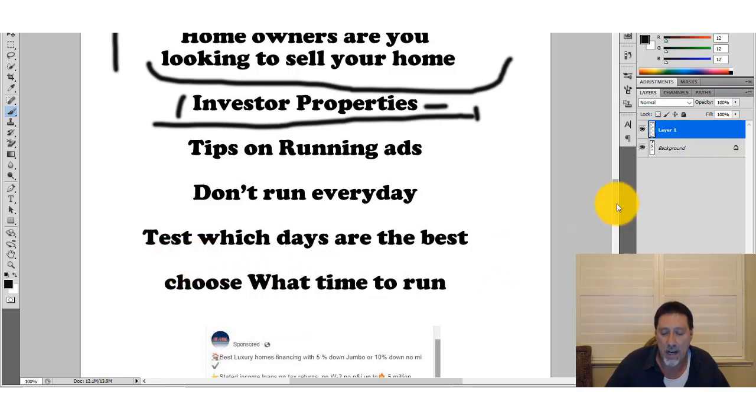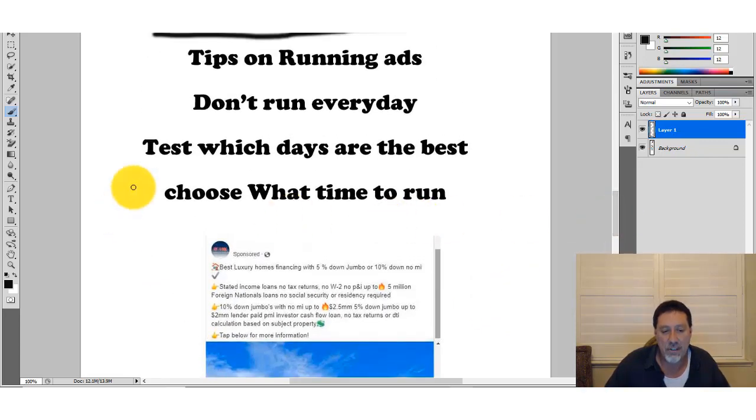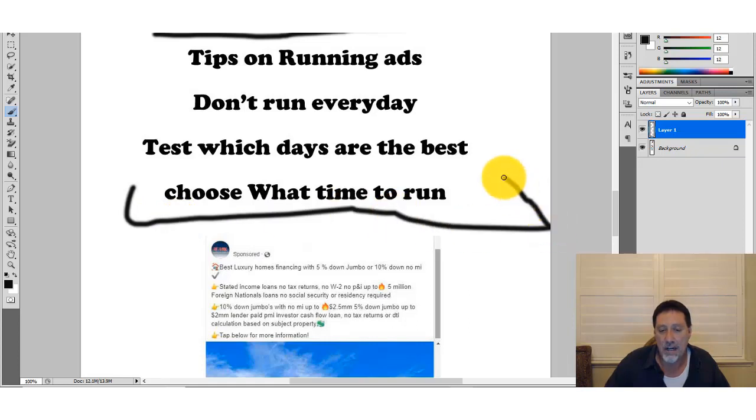And choose what time. Time's always important. You guys are going to have to test this on your own. If you guys already have experience with Facebook ads, you already know all this stuff. But the people who are new and want to try to do this, you have to really learn that there's so many things that can go wrong on an ad. That's why, get ready to spend some money and waste a lot of money until you get it right.